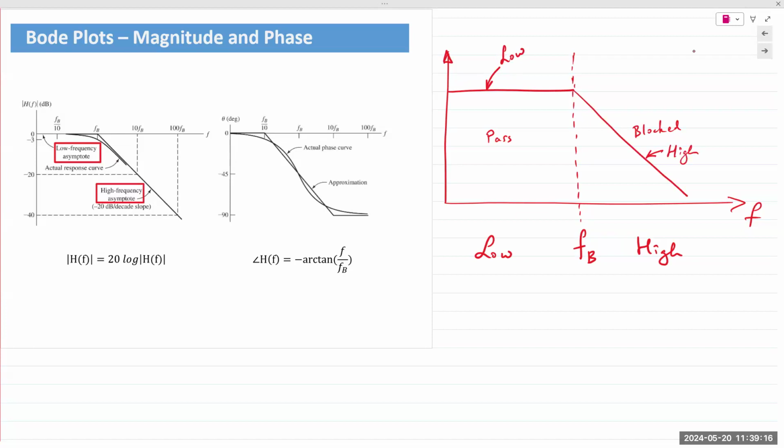An actual curve would perhaps look something like this. Right? It's like a curve. A big difference with Bode plots is you have two straight lines, and both lines would meet up at FB. Again, FB is the border between the pass and the block band. So whether it's the low frequency or the high frequency asymptote, both asymptotes will meet at FB.